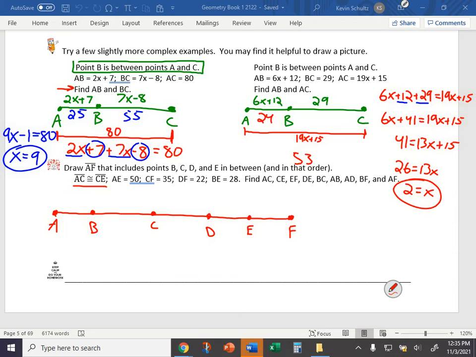Your job is to find the lengths of all these different segments here, given some of the clues that we have. So we know that AE is 50. Okay? Does that help us at all? How does that help us? Blake?